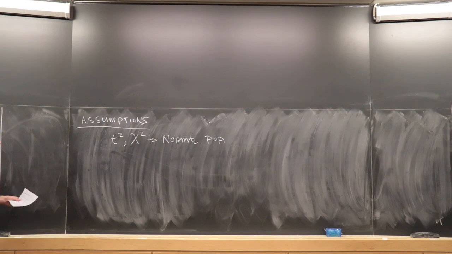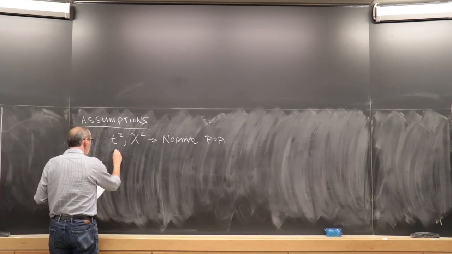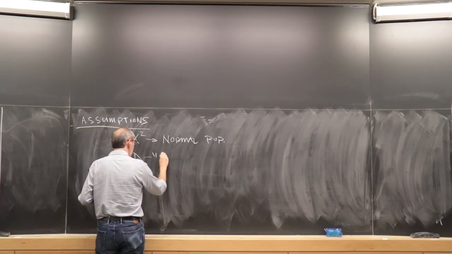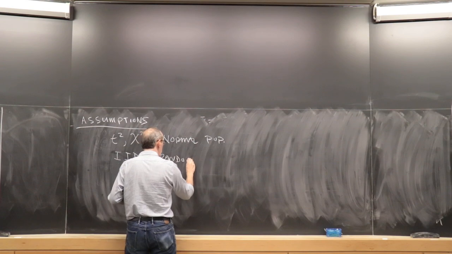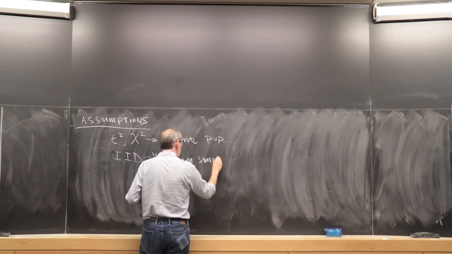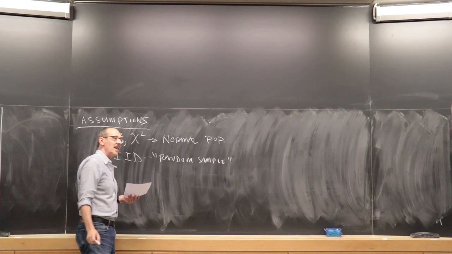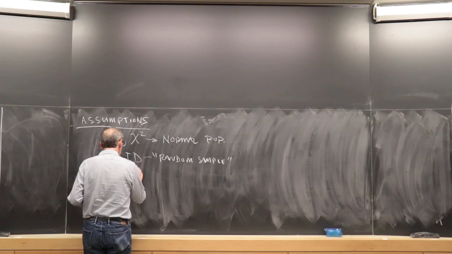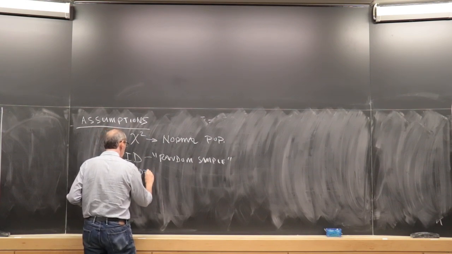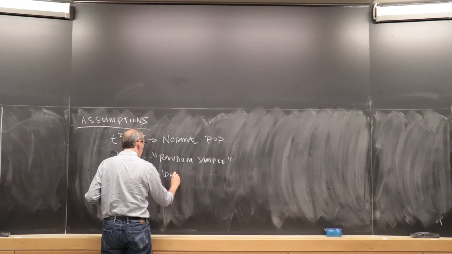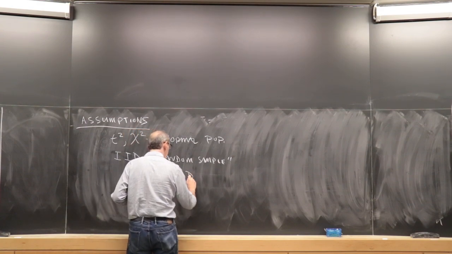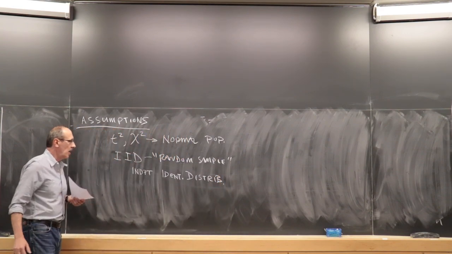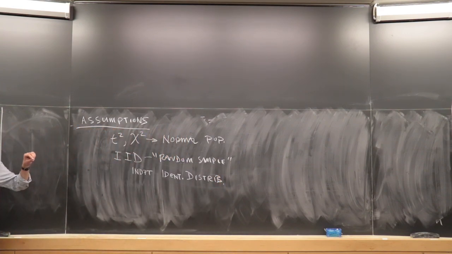Another assumption that's throughout is IID, which is like saying it's a random sample. Anybody remember what IID stands for? Independent, identically distributed. We make that assumption for all of this.